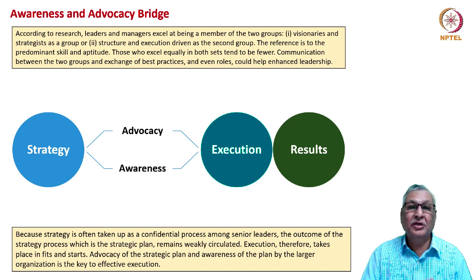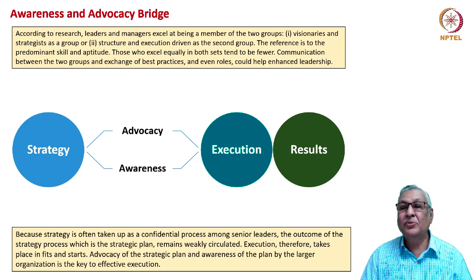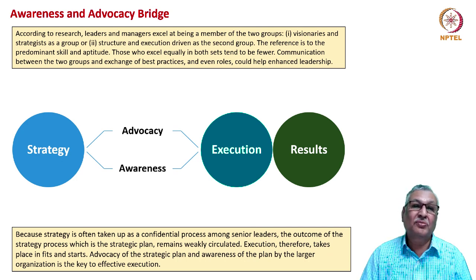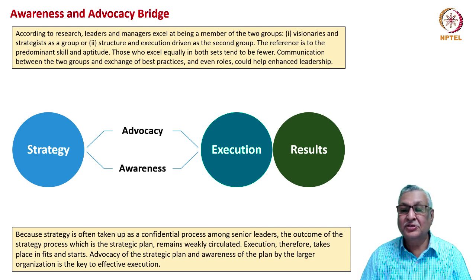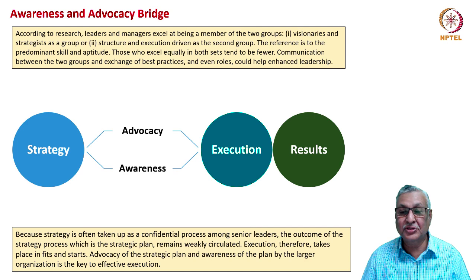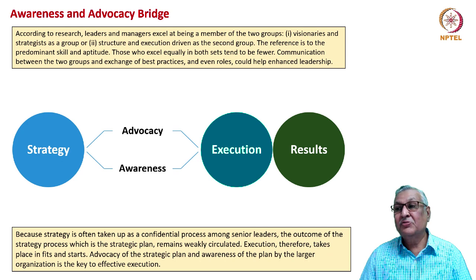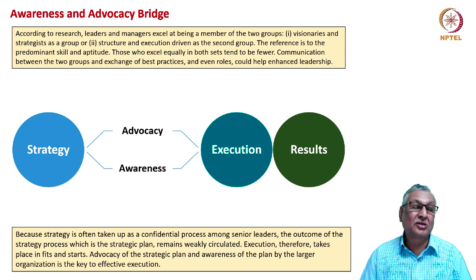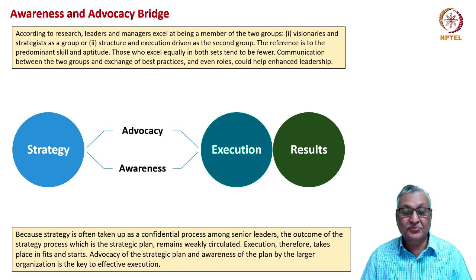Communication between the 2 groups and exchange of best practices and even roles could help enhance and make leadership more effective. Because strategy is often taken up as a very confidential process among senior leaders, the outcome of the strategy process, which is a strategic plan, remains weakly circulated. I have advocated in earlier lectures that a strategic plan will be very effective when there is inclusivity, when there is ownership across the organization. However, in most organizations, it doesn't happen that way, unfortunately, which is the reason why although the strategic plan gets published over time, its execution remains weak and it takes place in fits and starts.